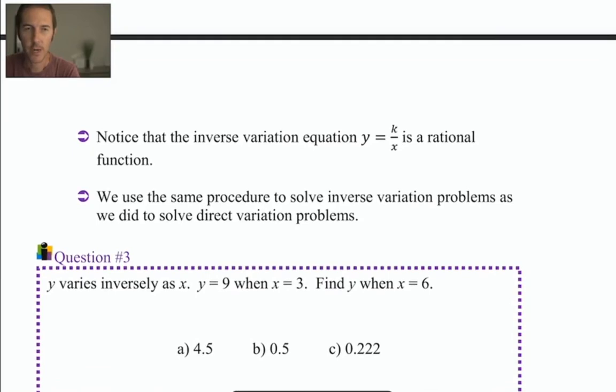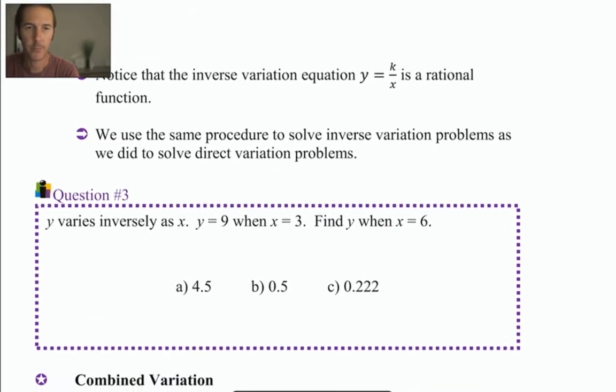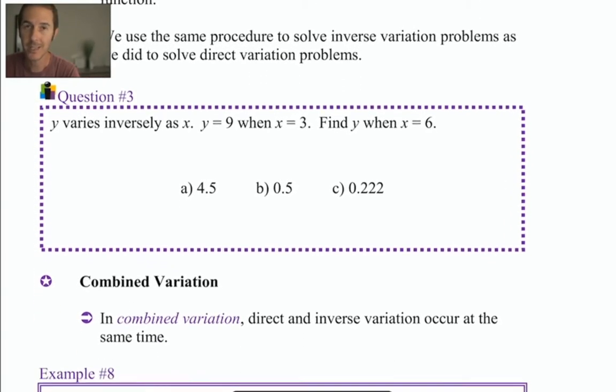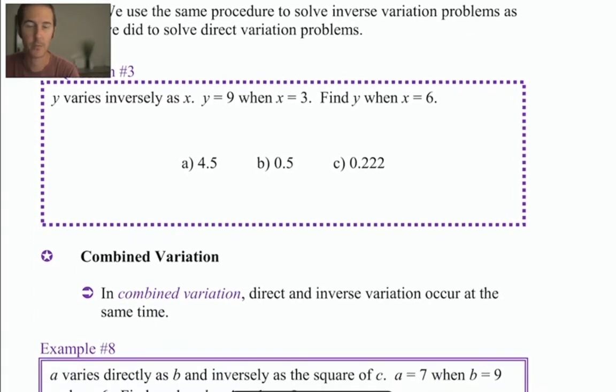It does result in a rational function. We just finished talking about rational inequalities in the previous video. But we're going to use the same procedure to solve inverse variation problems as we did to solve direct variation problems. I told you you were going to like the consistency aspect of these problems. So here we're being told that y varies inversely as x. Let's translate. Y varies inversely as x equals k divided by x. So x goes in our denominator.